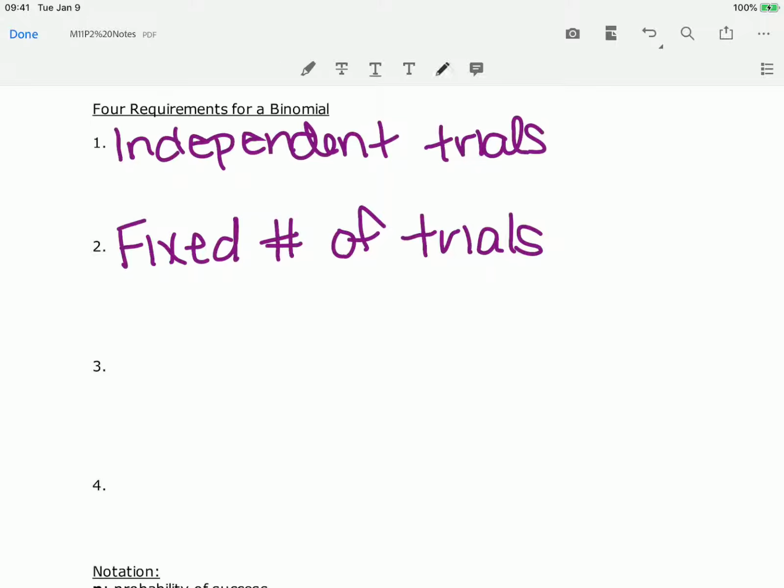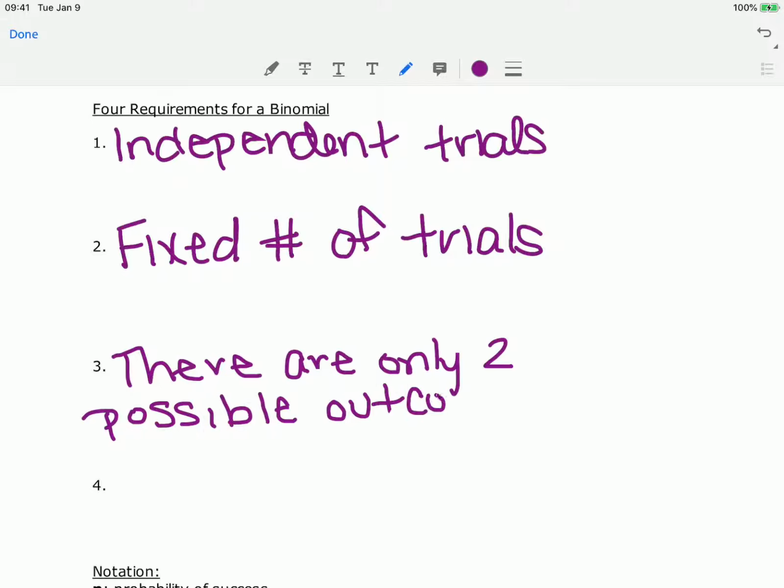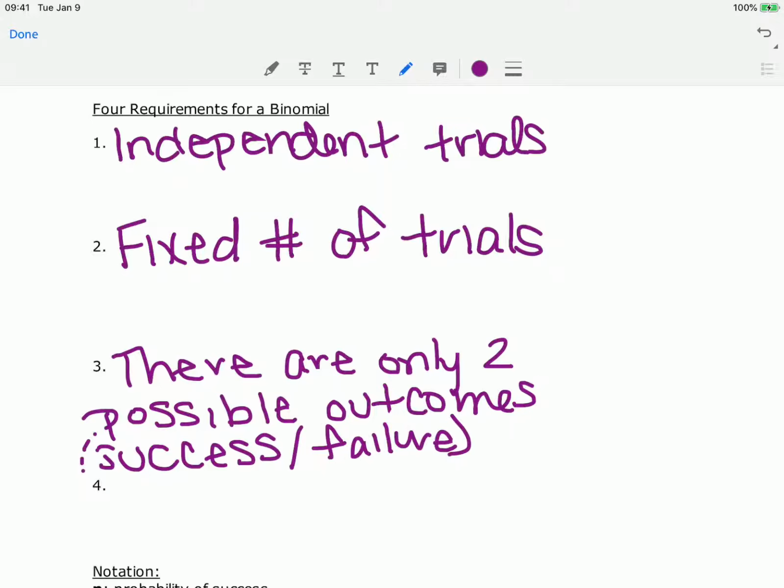Okay? The third requirement is that there are only 2 possible outcomes. And we call these outcomes a success and a failure. The success and failure is just simply differentiating between the outcome that we as the experimenter are interested in versus what we're not interested in.